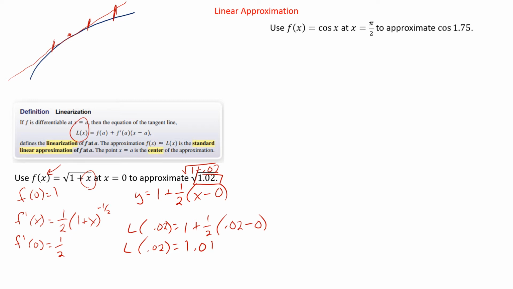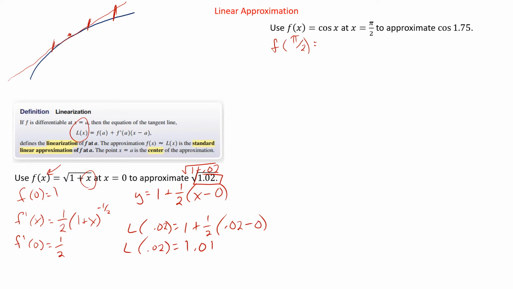Let's do another one, cosine. Cosines are harder to compute. So we have f of x is the cosine of x at x equals pi over 2 to approximate cosine of 1.75.